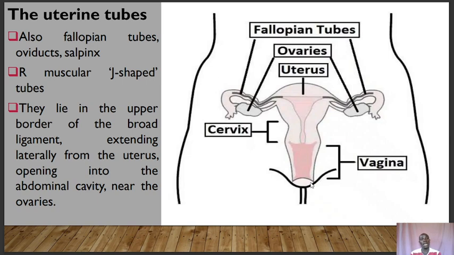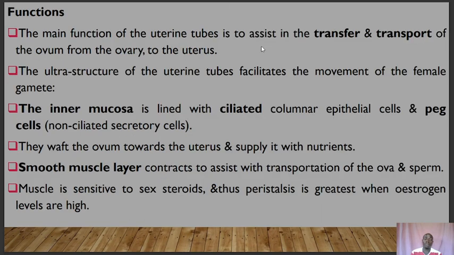So from the uterus, we go now to the uterine tubes, the fallopian tubes, and they're also referred to as the salpinx. These are muscular, J-shaped tubes. They lie in the upper border of the broad ligament, and they extend laterally from the uterus, opening into the abdominal cavity near the ovaries. We have these, the fallopian tubes. They are a pair. And the major function of the uterine tubes is to assist the transfer and transport of the ovum from the ovary to the uterus.